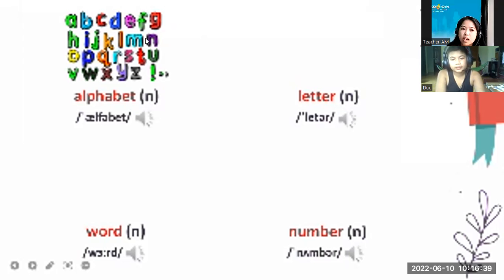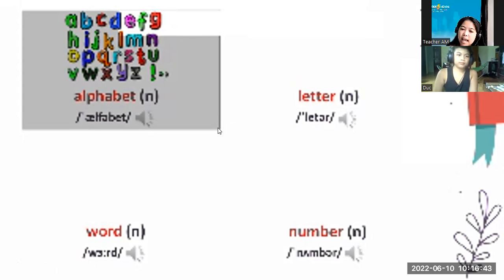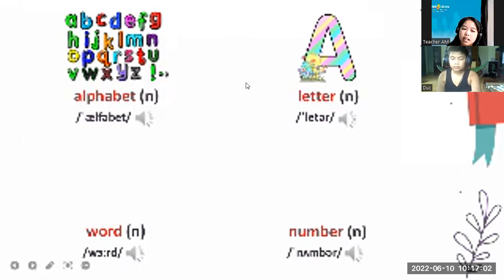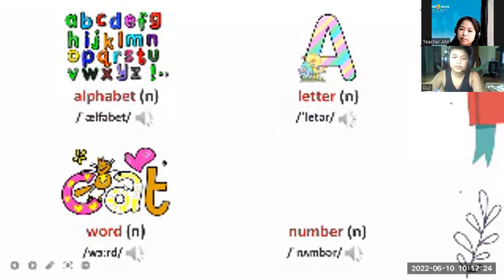This is alphabet. Okay, how many letters are there in the alphabet? How many letters are there in the alphabet? 26. Very good. Next, we have letter. Letter. You say, this is letter A. This is letter A. Very good. What color is the letter A? It's blue. Very good.